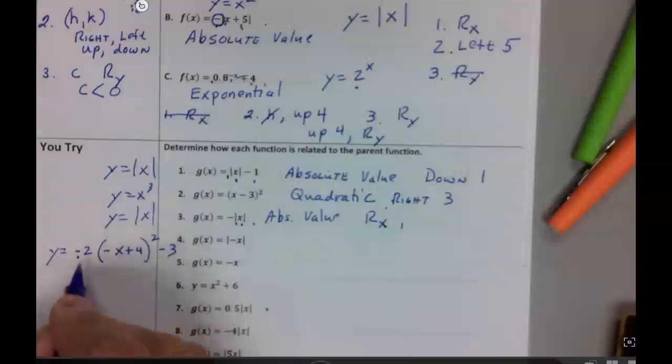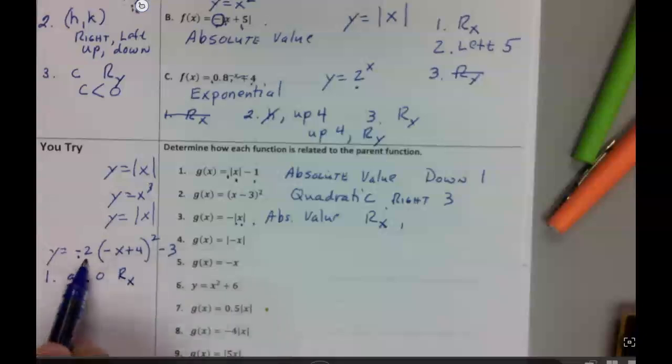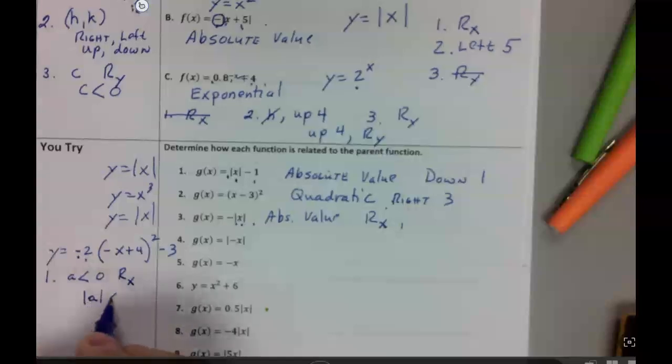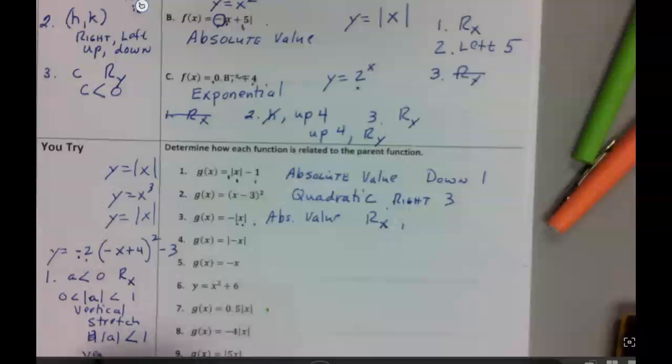Okay, so step 1: if A is less than 0, which means it's negative, that means it's going to be reflected across the x, which this one is, correct? Then if the absolute value of A is greater than 1, it's a vertical stretch, correct? If the absolute value of A is between 0 and 1, then it's a vertical compression. I gave you these notes yesterday, correct?